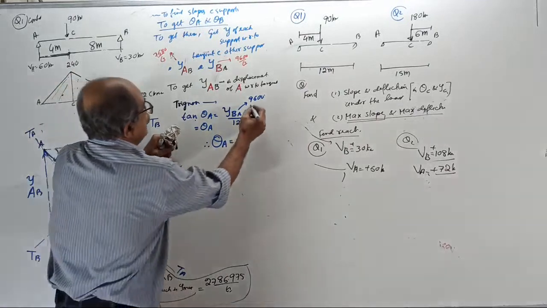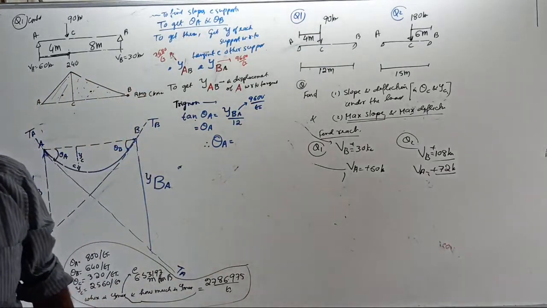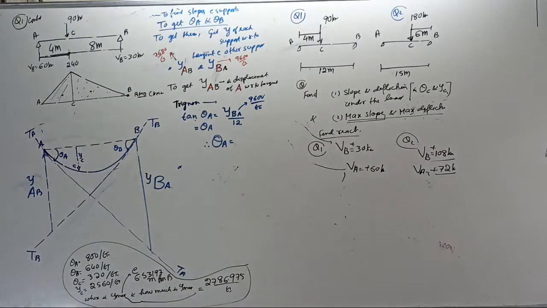9600 by EI by 12. Answer. Slope theta A first. Using trigonometry, you get theta A now.